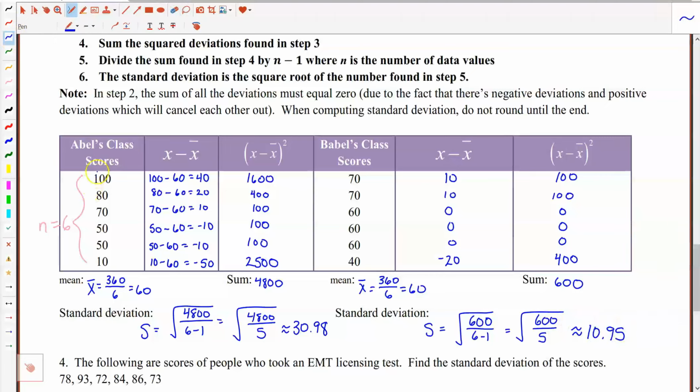Notice in this first data set for Abel's class, there is a lot of dispersion in the data that resulted in a much higher standard deviation. In Babel's class, the data was more tightly clustered about the mean. The standard deviation of that data set was less.